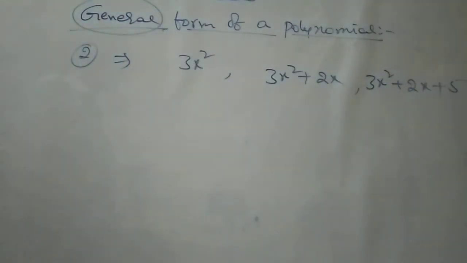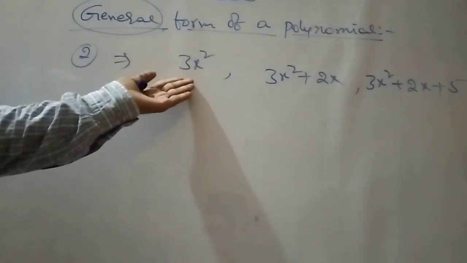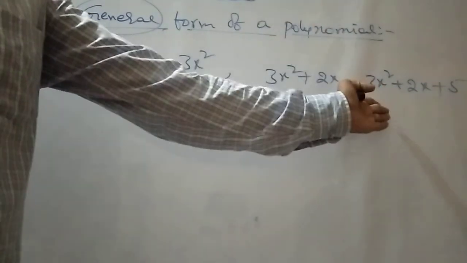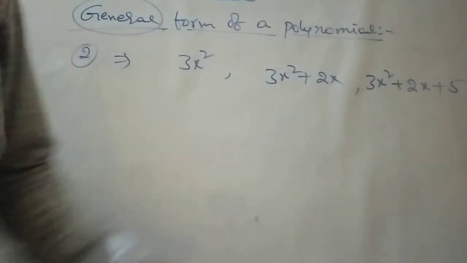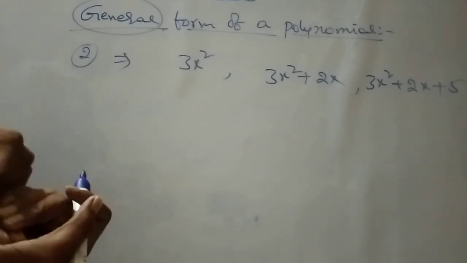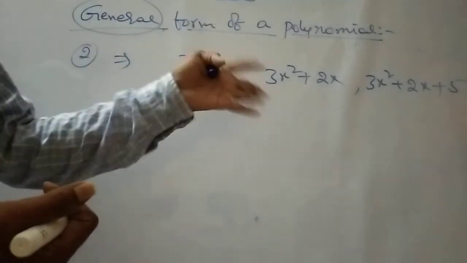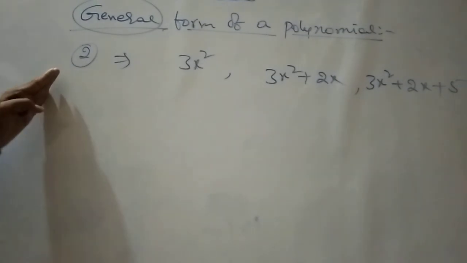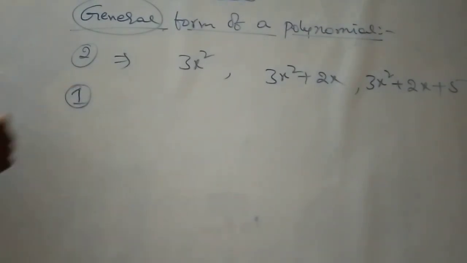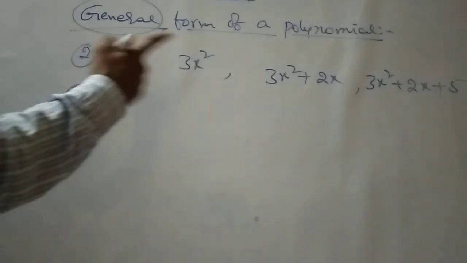One term is possible with degree 2. Two terms are possible with degree 2. Three terms are also possible. More than that we cannot write. For 4 terms we cannot write with degree 2. Now with degree 1. Suppose the polynomial degree is 1. How many terms are possible?